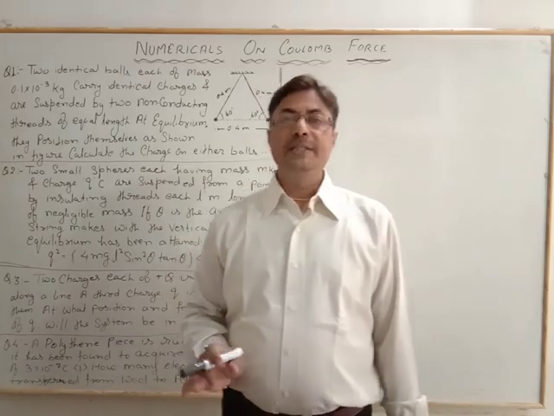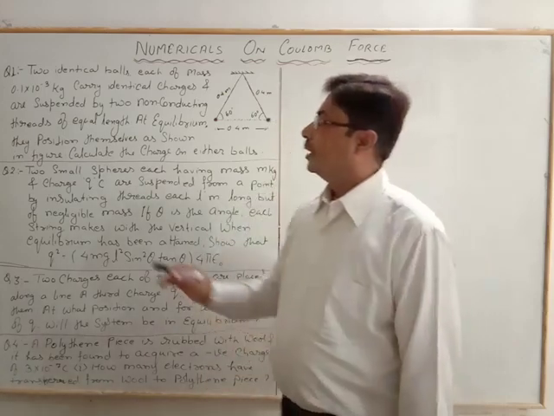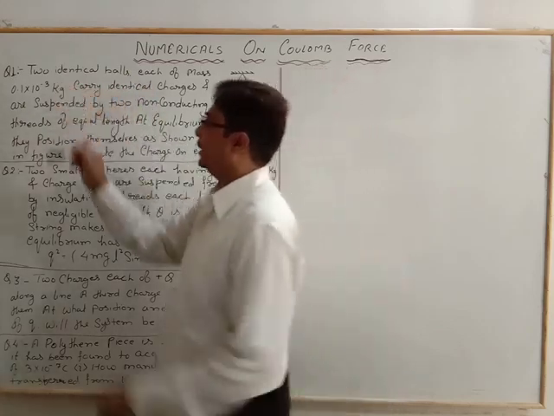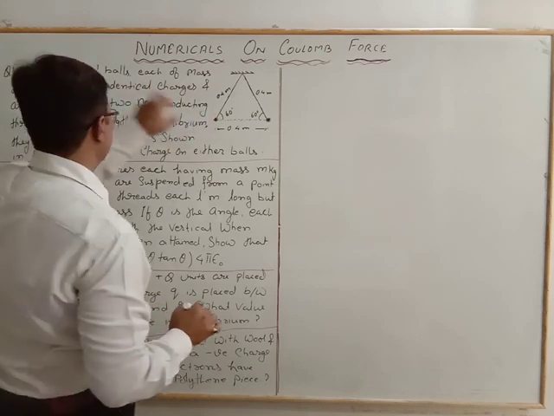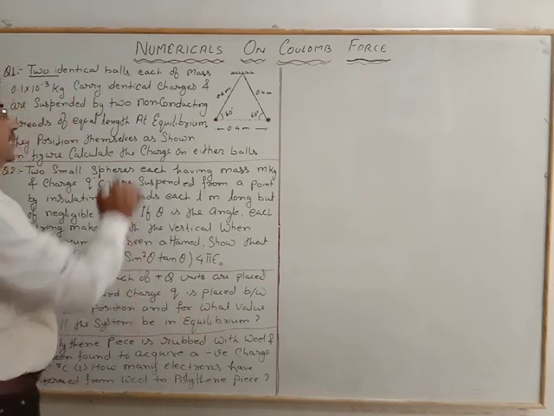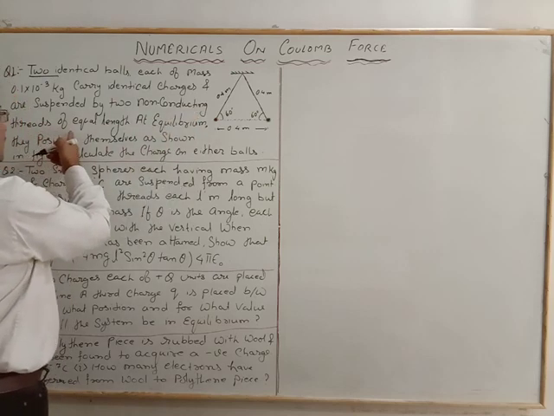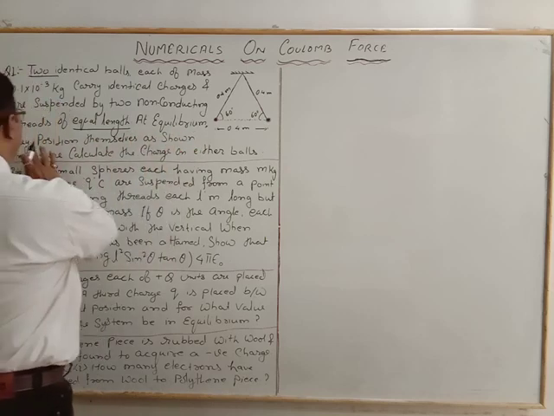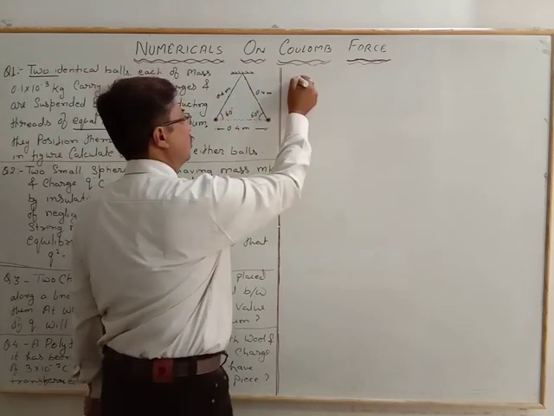Here we take some numericals for a better concept regarding Coulomb's law. The first numerical is: two identical balls, each of mass 0.1 × 10^-3 kg, carrying identical charge, are suspended by two non-conducting threads of equal length. At equilibrium, they position themselves as shown in the figure. The figure is given here.